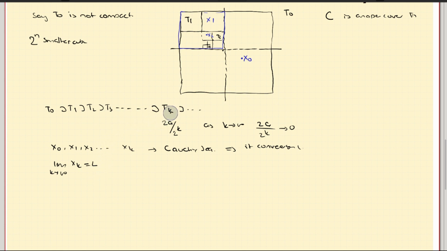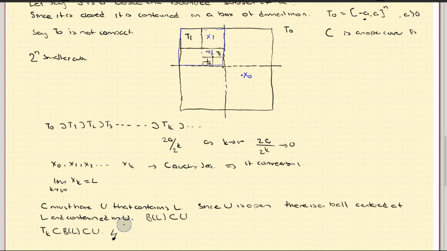Because for every k, all the xk's that come after this one, for example, all the x's after x1, are contained in T1, right? And all x's after xk are contained in Tk. So the limit point also should be included in T0, right? T0 contains all the members of the sequence, so the limit point also should stay inside T0. Here we should say that all T's are closed, and so they should contain their accumulation points, right? So the limit point should be in all of the Tk's, and eventually it should be inside T0.